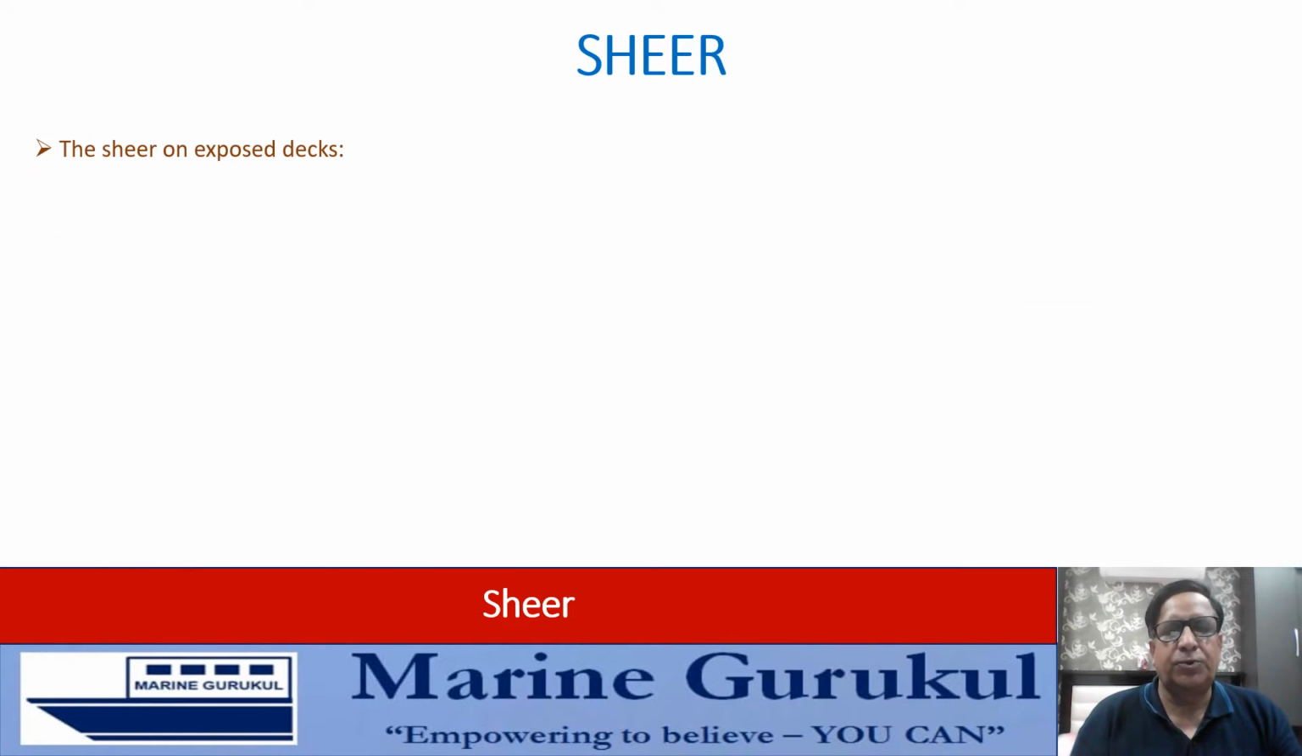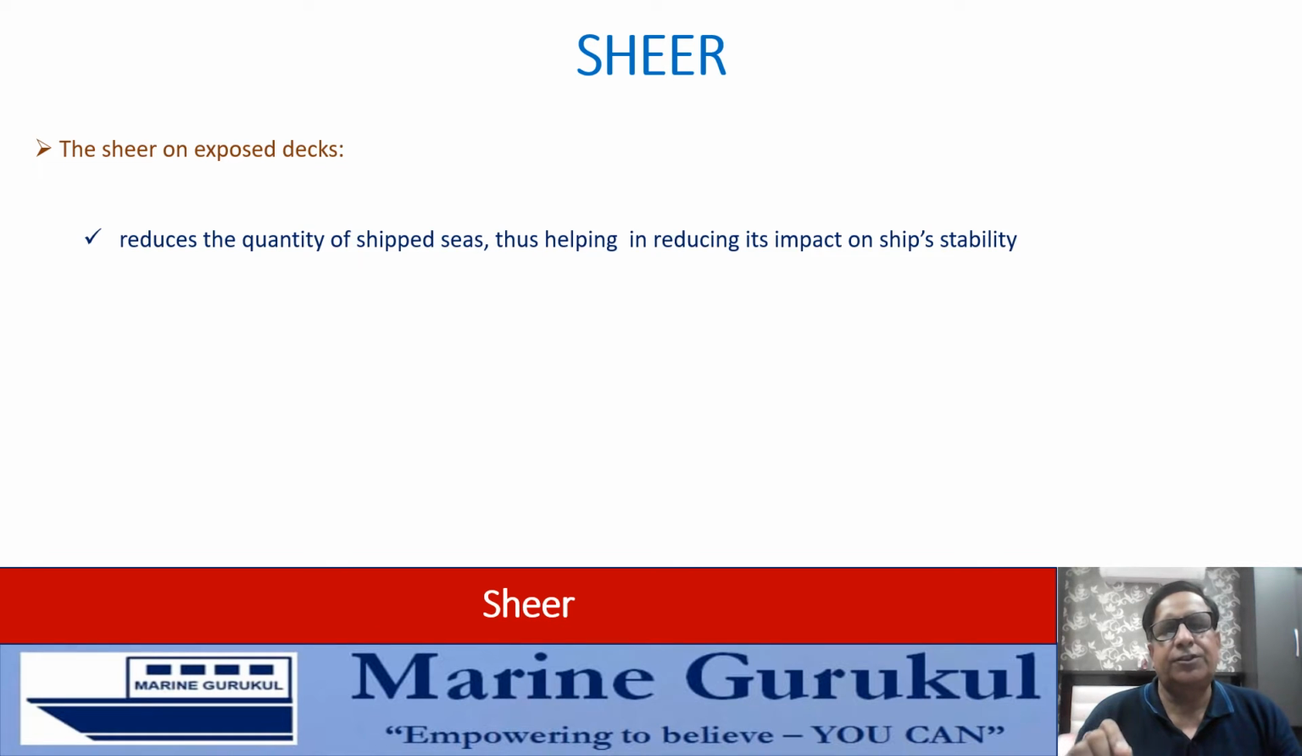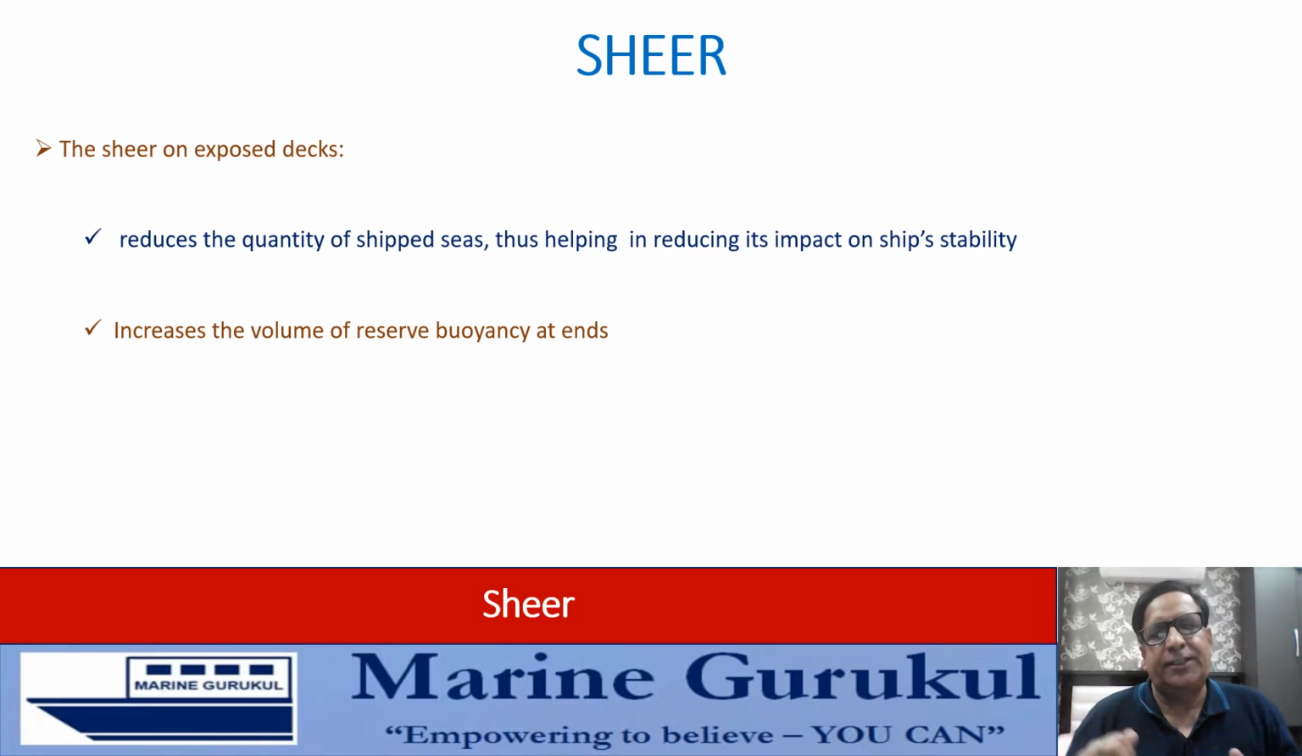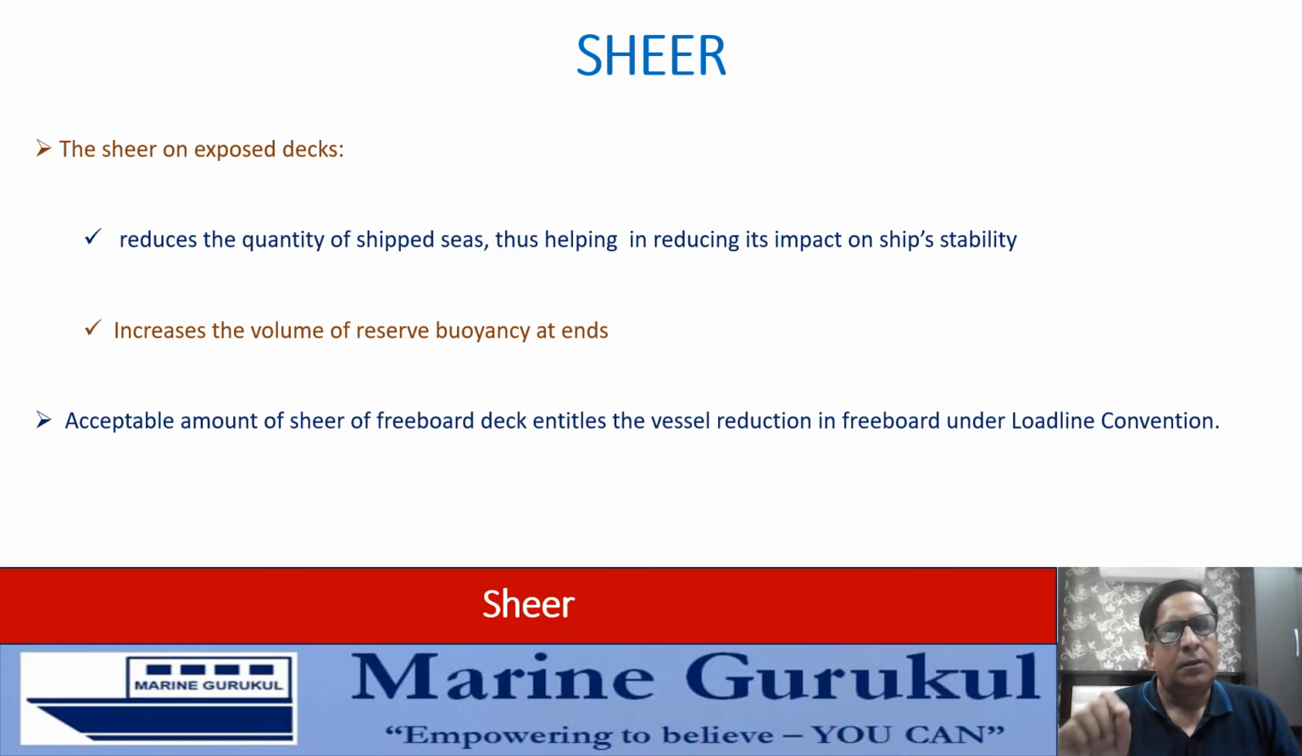Shear on the exposed decks reduces the quantity of shipped seas. Why? Because the ends have been raised, thus helping in reducing its impact on the ship stability. Shear increases the volume of reserve buoyancy at the ends because the level has gone up, so that will increase the reserve buoyancy at both the ends.